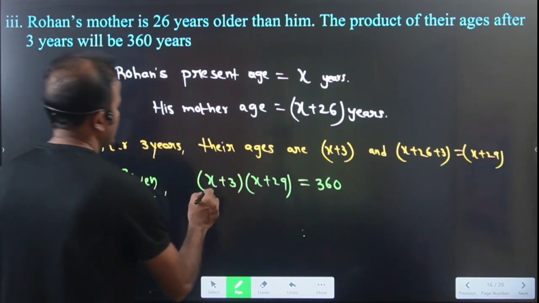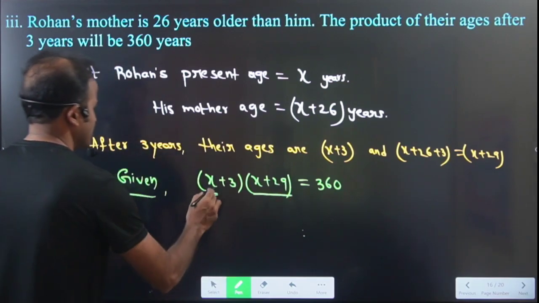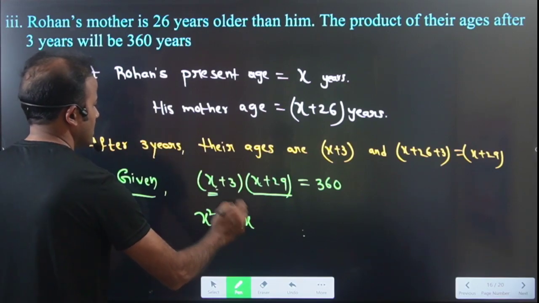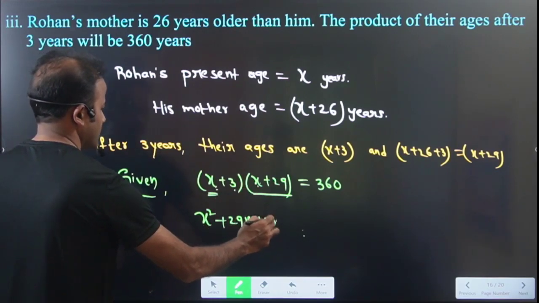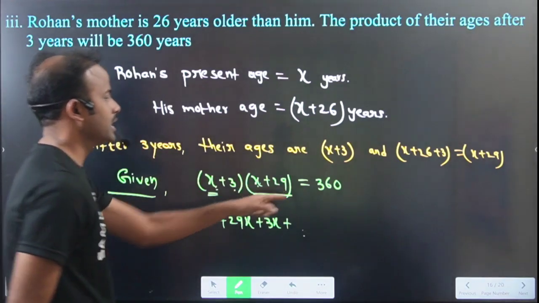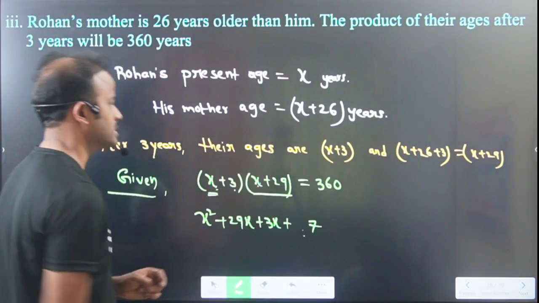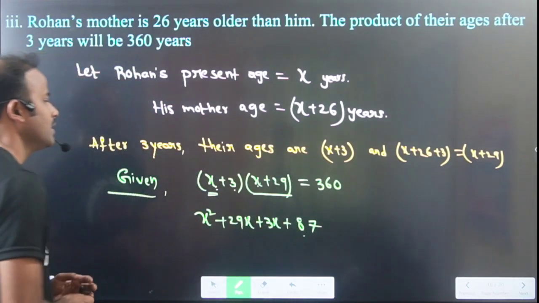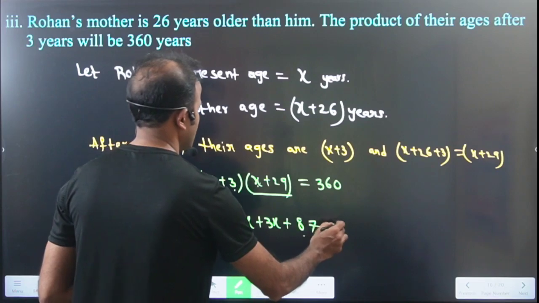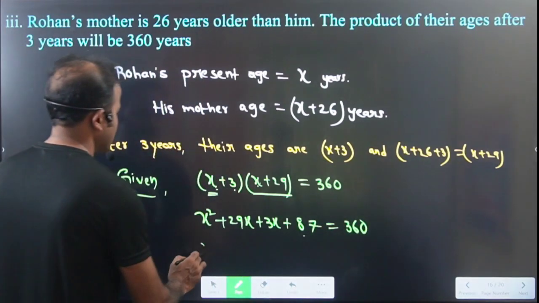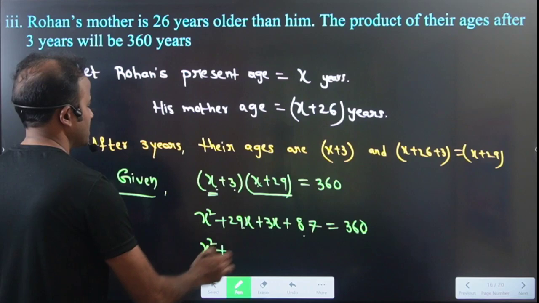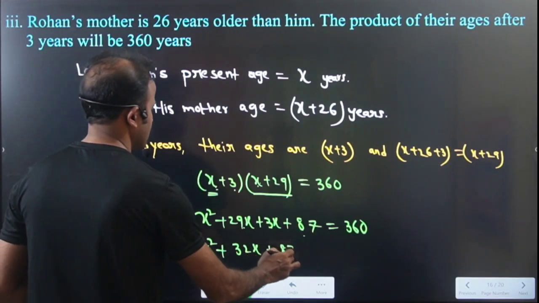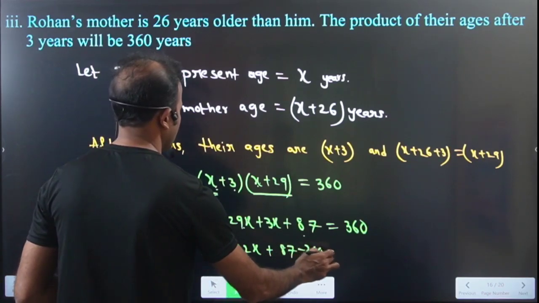Right. Now you do here x into x plus 29. X into x is how much? X square. X into 29 is how much? 29x. 3 into x is 3x. 3 into 29. 3 9s are 27. 3 2s are 6, 7, 8. Okay. 87 which is equal to 360. X square, 29x plus 3x is how much? That is 32x plus 87 minus 360 equal to 0.